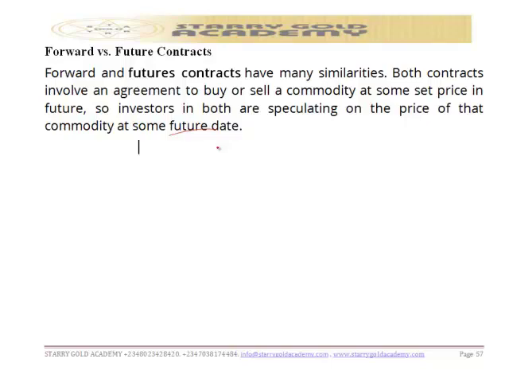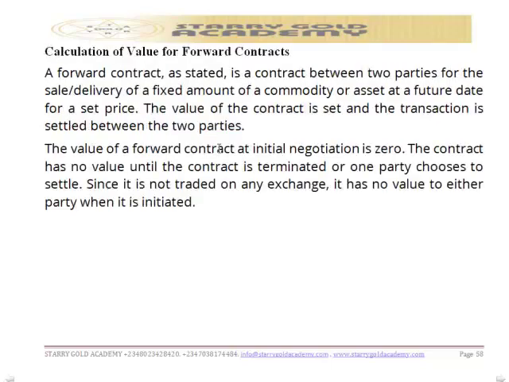Now, let's look at how these contracts are valued, that is, the calculation of a forward contract. As stated, a forward contract is a contract between two parties for the sale or delivery of a fixed amount of commodity or asset at a future date for a set price which is agreed now. So the value of the contract is set and the transaction is settled between the two parties.